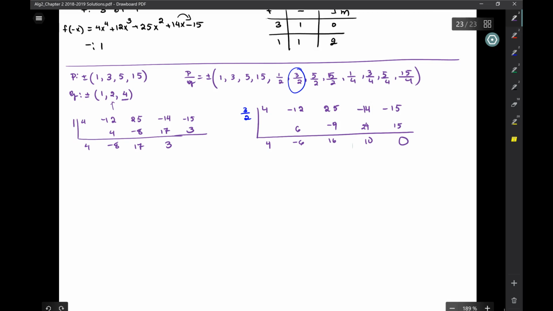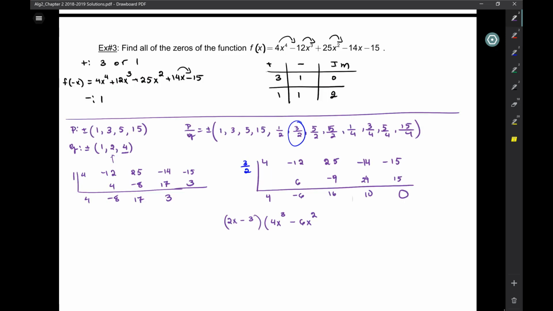From here, I'm going to get x minus 3 over 2. But in reality, I don't write x minus 3 over 2. Remember how we would write it before? Good job. 2x minus 3. Here I get 4x, 4x cubed. So the denominator goes in front of it? Yes.